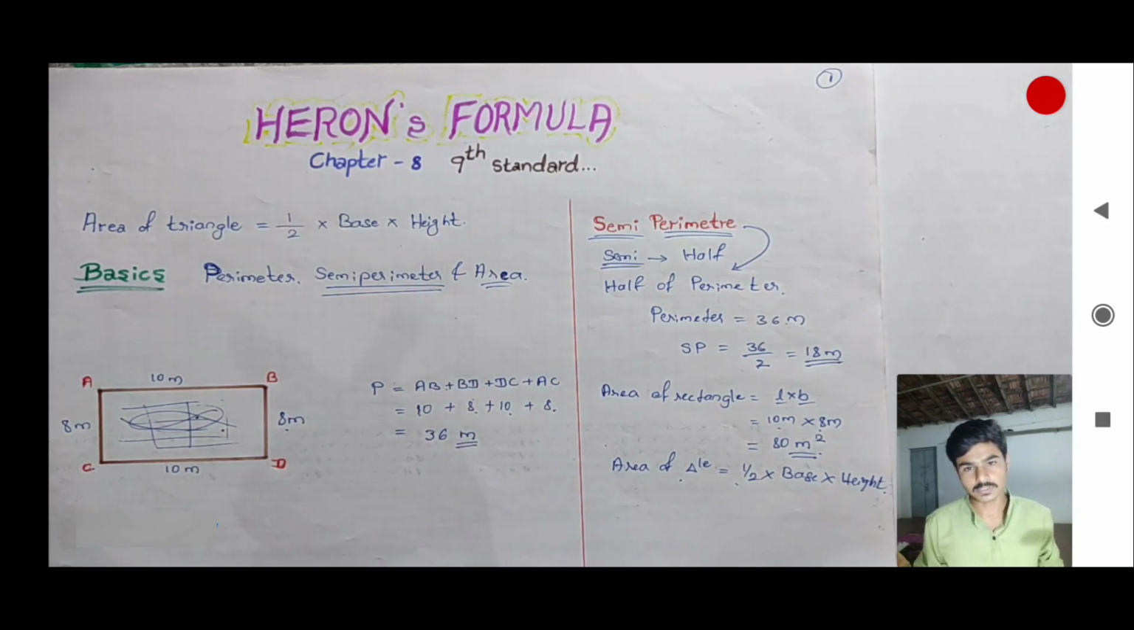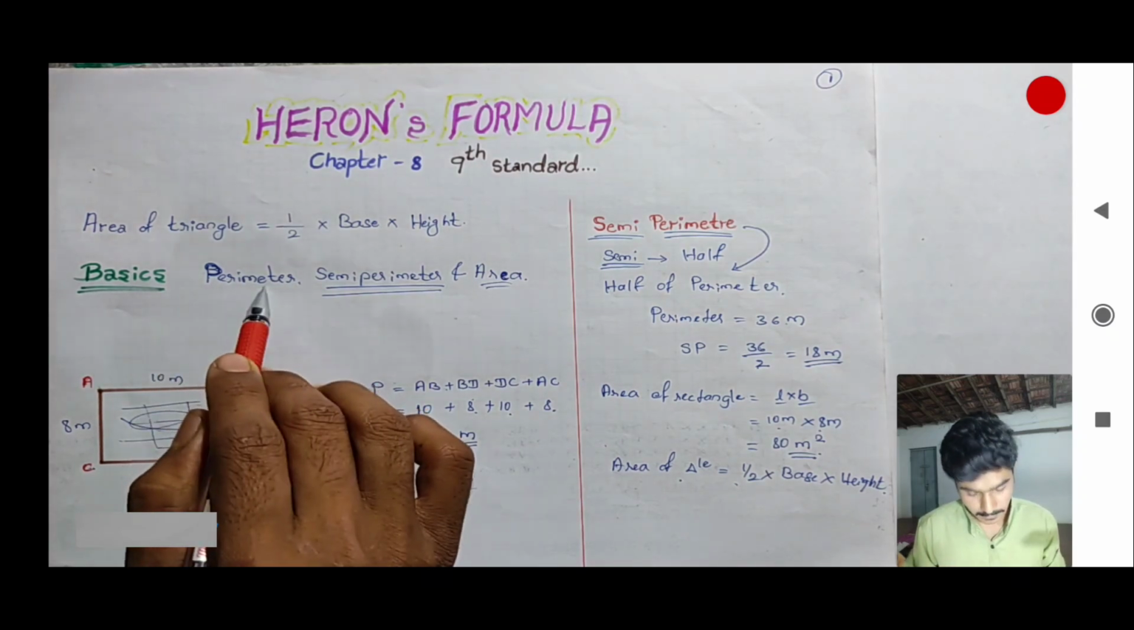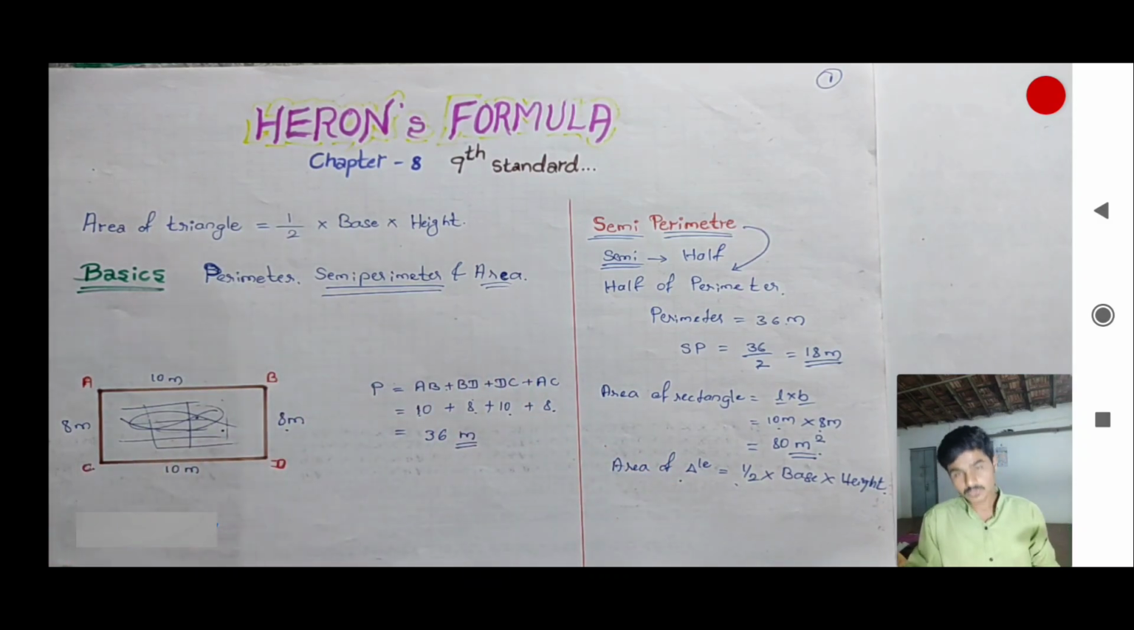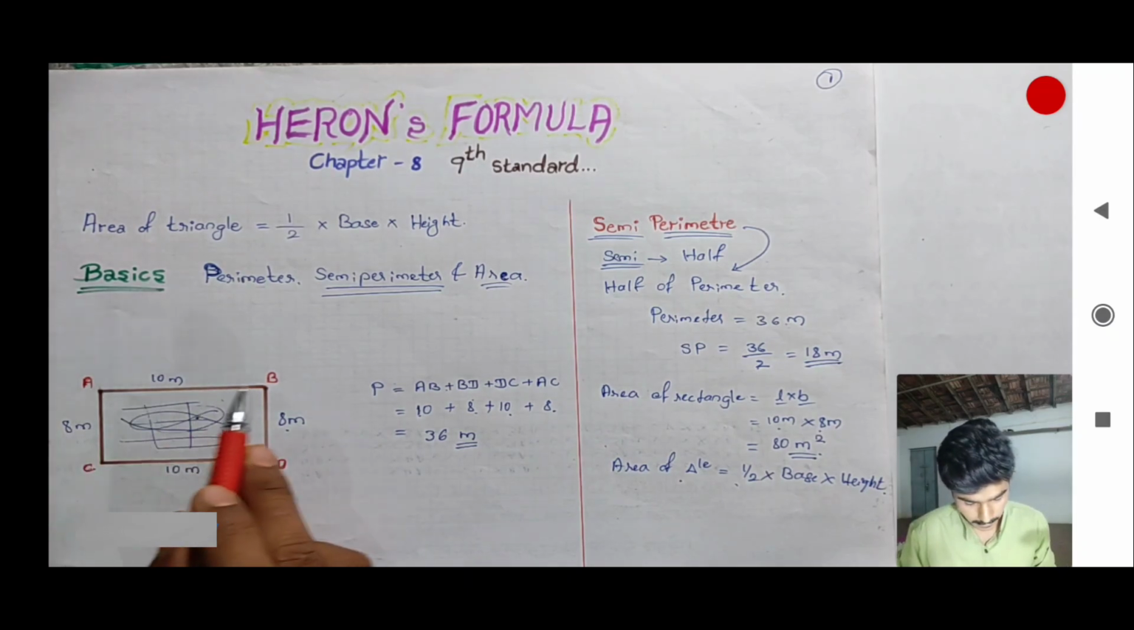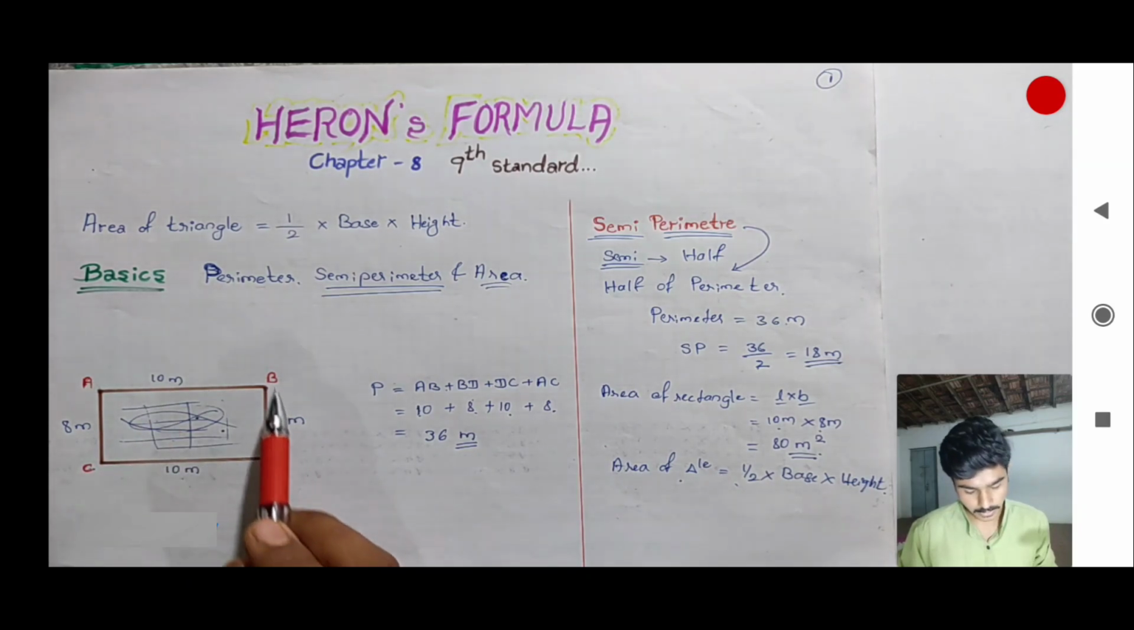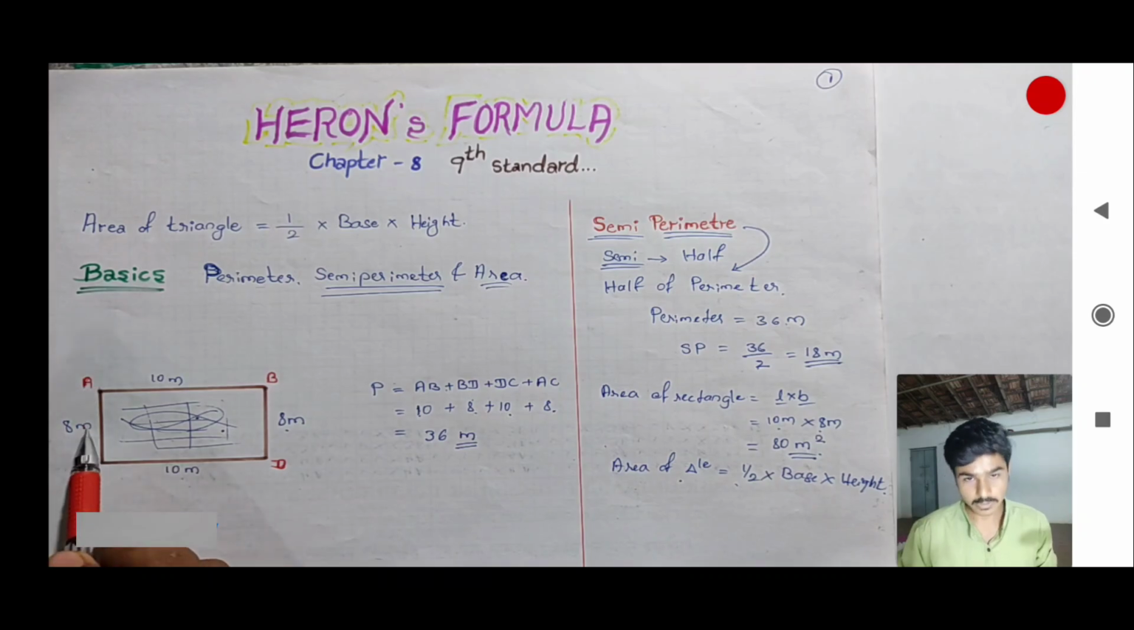Before proceeding to Heron's formula, we need to learn some of the basics such as perimeter, semi-perimeter and area. In order to begin with the perimeter, let us consider a rectangle here, rectangle A, B, C and D. Here the sides I have taken as 10 meter and here also 10 meter, because already you know that opposite sides in a rectangle will be equal. Likewise, if BD is 8 meter, then AC will also be 8 meter.